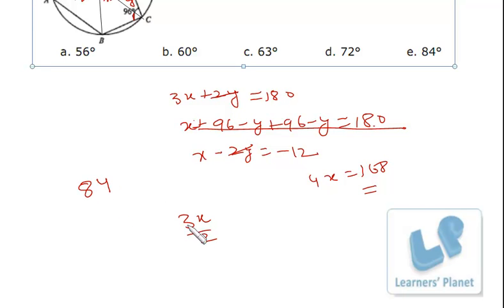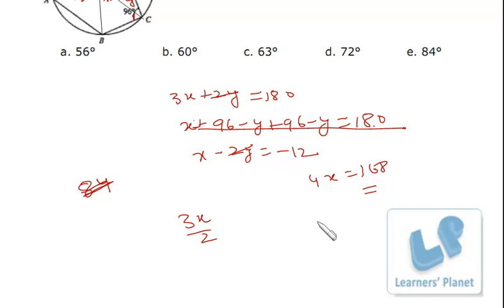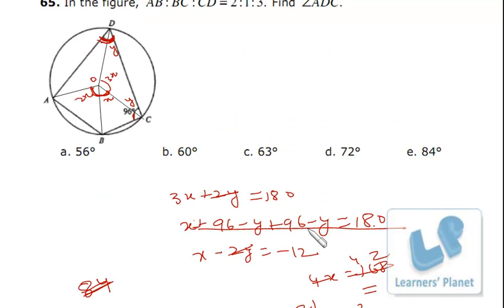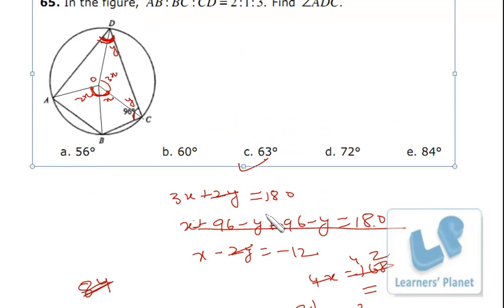4x is this, so 2x will be 84, and in fact x will be 42. 4x is this, so 42, and that's x, and into 3 by 2, so it is 63. Okay, so we got two equations, and after making two equations, it's very easy to solve.